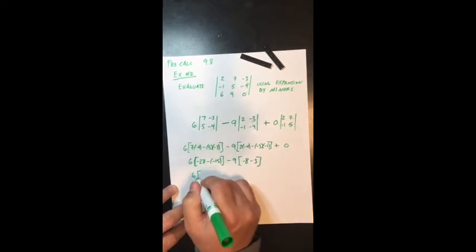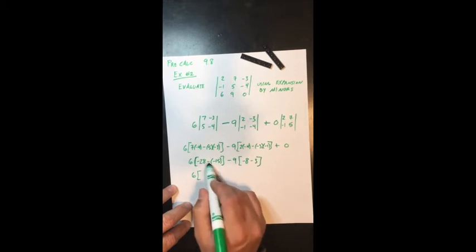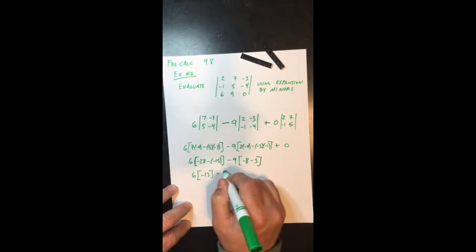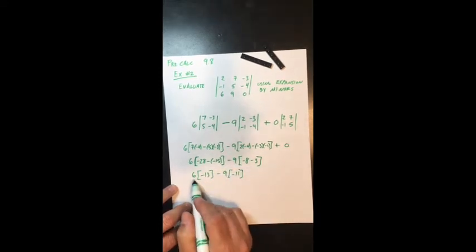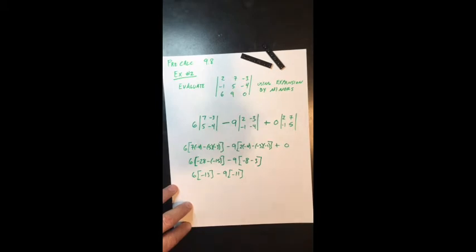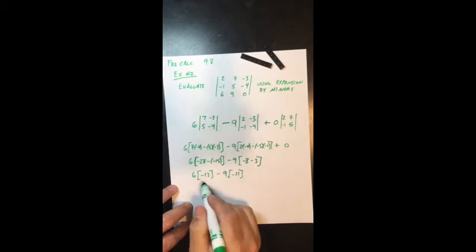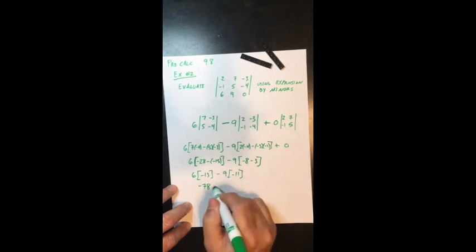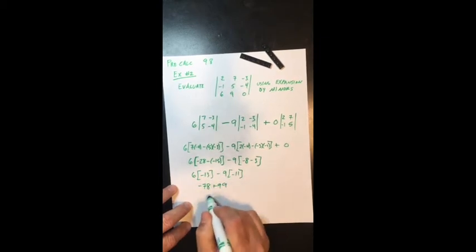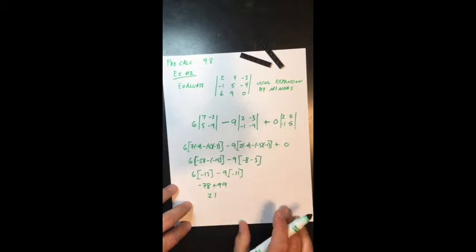So 6 times, what is that going to be? It's negative 28 plus 15, which is negative 13. Minus 9 times negative 11. So let's see, 6 times 13 would be 78. So this is negative 78 plus 99. So it looks like that'll be 21 as our final answer.